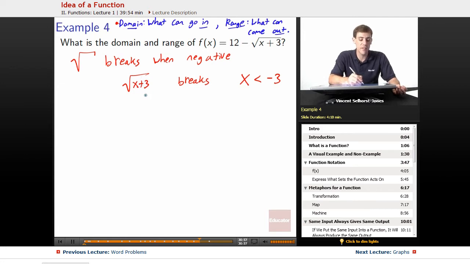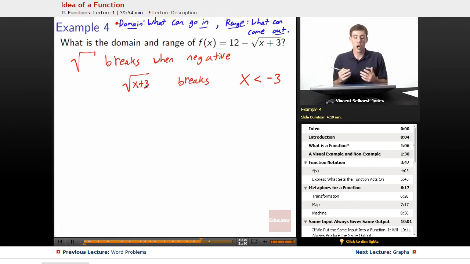a negative value inside. If for example we use negative 4, then we'll get the square root of negative 1. If we put in negative 50 billion, then we'll get square root of negative 50 billion plus 3, which would definitely still be negative. So it only stops being a negative inside when we actually get to negative 3. So negative 3 is an allowed value because square root of negative 3 plus 3 would be square root of 0. We do know what the square root of 0 is.